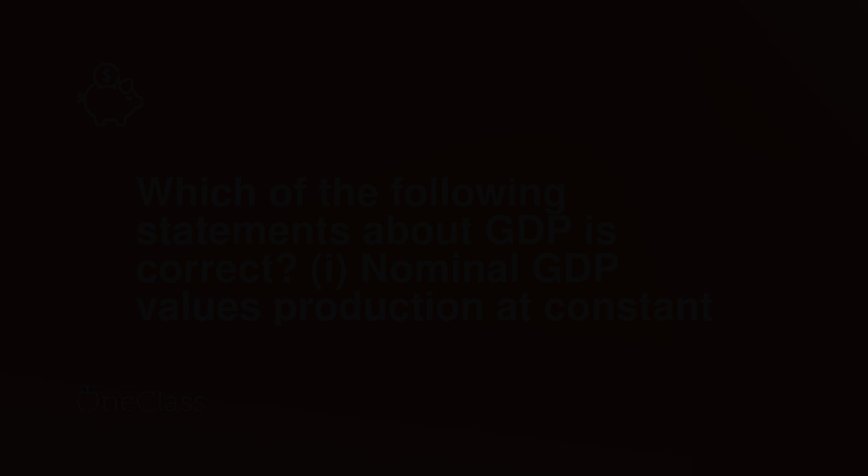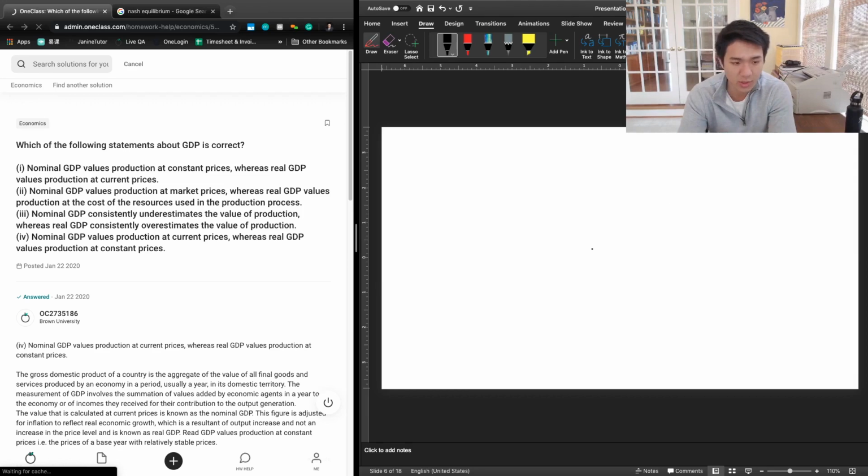So the next question says, which of the following statements about GDP is correct? One says nominal GDP values production at constant prices, whereas real GDP values production at current prices. Two says nominal GDP values production at market prices, whereas real GDP values production at the cost of the resources used in the production process.